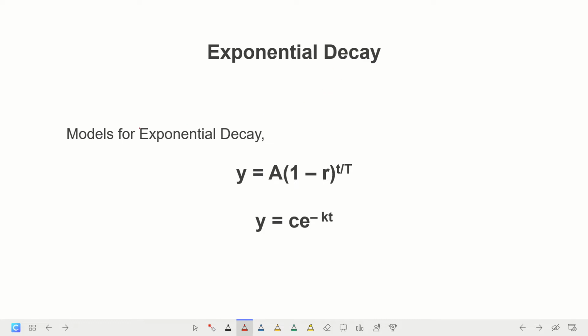Again, the model for exponential decay is given by these general equations. We have y is equal to a times (1 minus r) raised to t divided by T, and y is equal to c times e raised to negative kt. Here, we subtract the rate from 1, and we have a negative exponent in this form. So let us have now our examples for exponential decay.